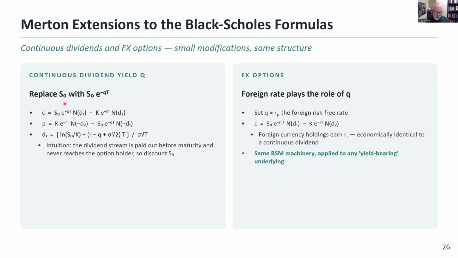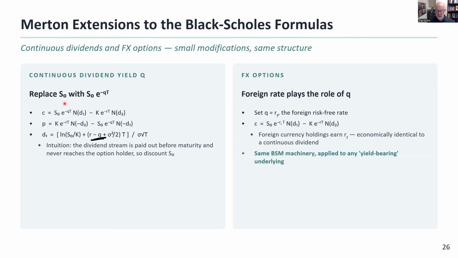And then once we have these new values, these are our new formulas for P and C, we also have to incorporate it in our evaluation of D1 by incorporating the drag r minus q, as we've done before. Because, of course, the intuition here is that the dividend stream is paid out before maturity. And so it never reaches the option holder, so it's a drag, right? It discounts the share price.